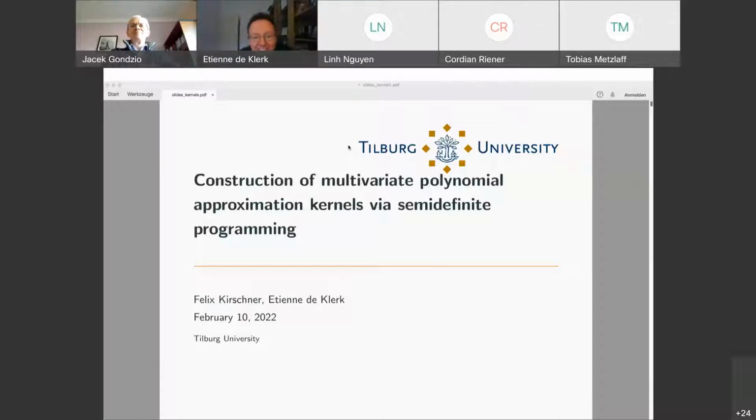And he is a PhD candidate at Tilburg University under my supervision. And he will talk about the topic that was very prominent yesterday, namely approximation kernels. So please, Felix, without further ado, the floor is yours.